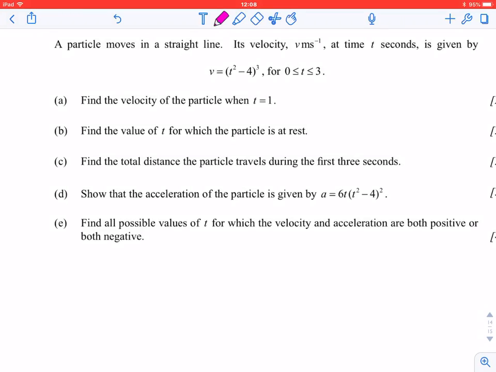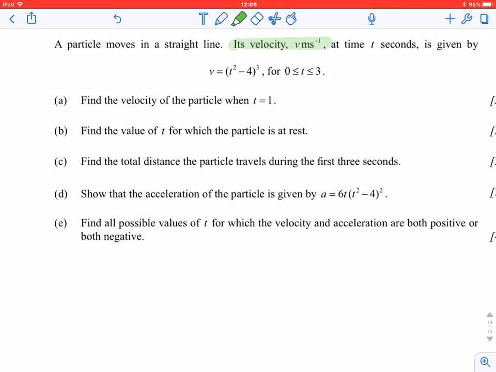This question is number 9 from May 2014, paper 2, time zone 2, and it is a question that gets into some elements of both kinematics with differentiation and kinematics with integration. So let's get into it. First thing, let's take a look at what we have.